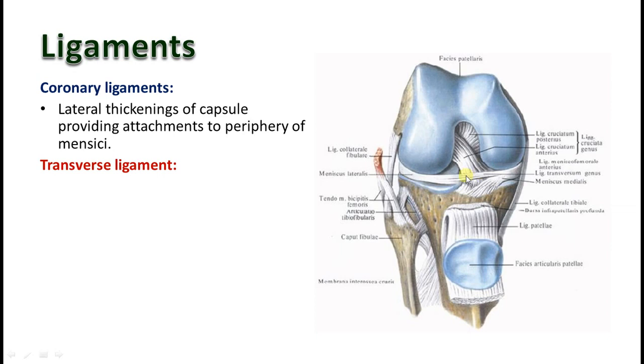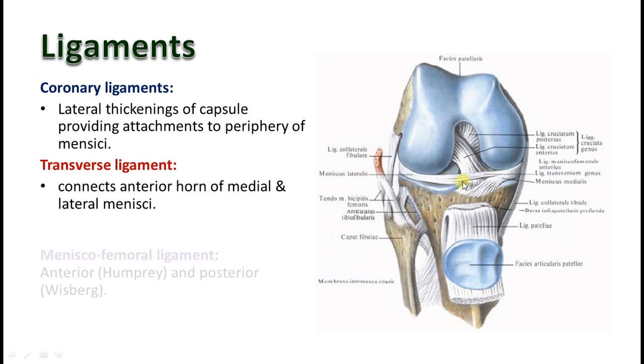Transverse ligament you are able to see here. This is actually the transverse ligament. It connects the anterior horns of the menisci. So this is the lateral meniscus, this is the medial meniscus. The two anterior horns of the menisci are bridged across anteriorly by some fibers which is called the transverse ligament.